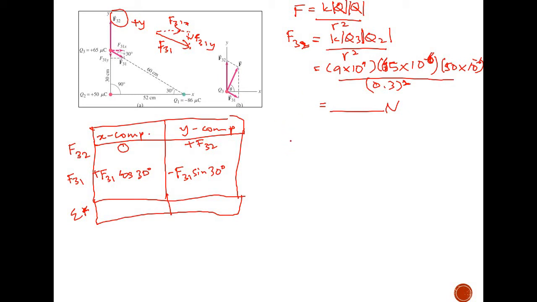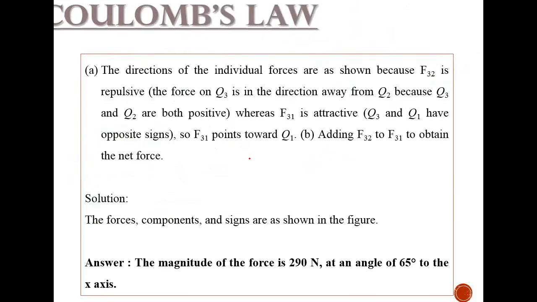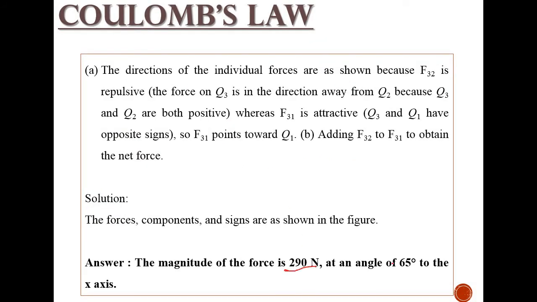And for this one, F31 cos 30 and F31 sin 30, you can try it at home. For F31, you can see that the distance is 60 cm, which is 0.6 meter. So please convert the R there to 0.6 meter, so R squared is 0.6 squared. Right, so try this question. I think there is an answer after this slide. Okay, so the answer is 290 at an angle of 65.